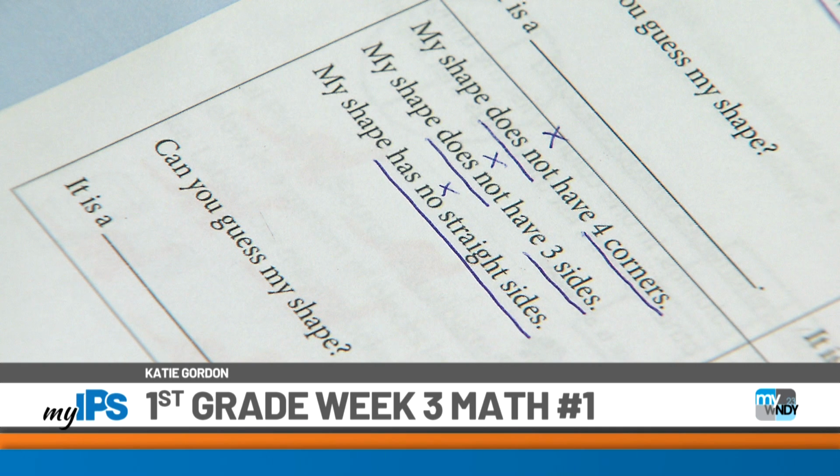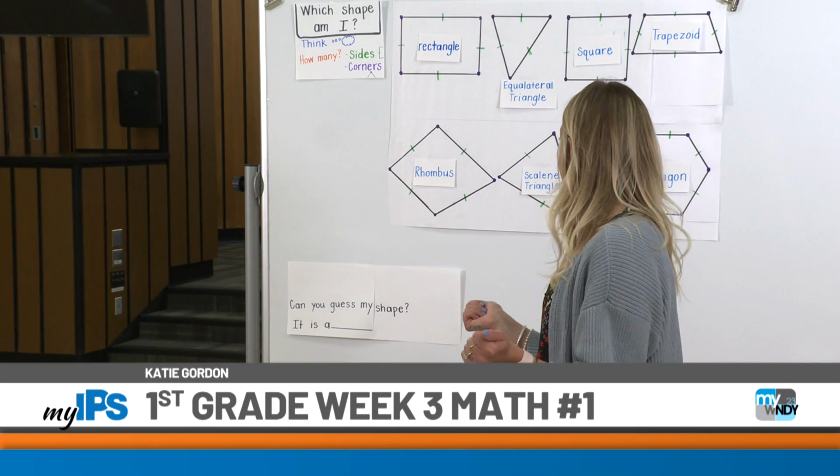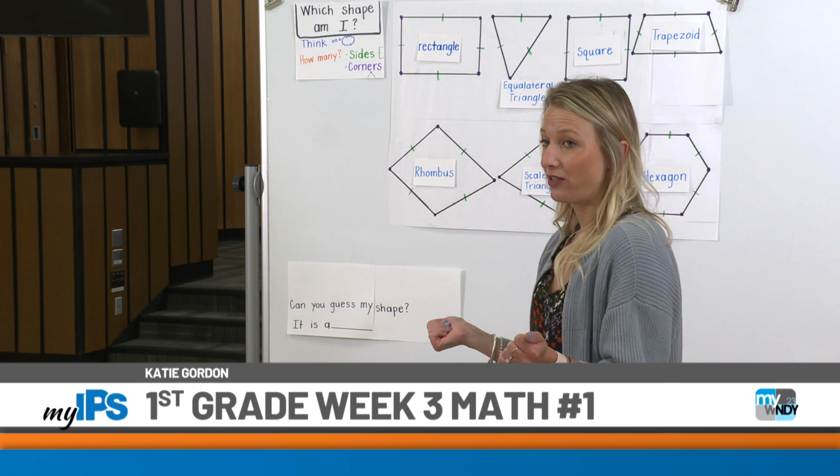My shape does not have 3 sides, and my shape has no straight lines. Which shape do you think that would be? The key there, I think, would be that it doesn't have any straight sides. Sorry, I wrote that wrong.